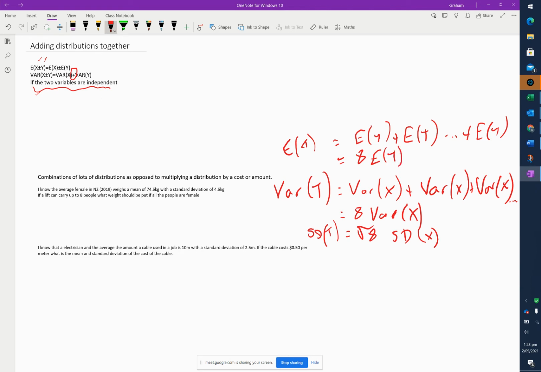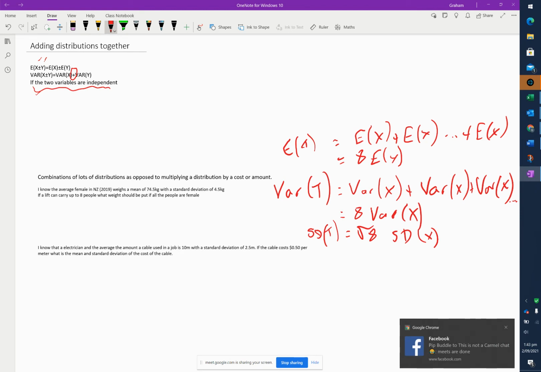Sorry, the expectation of x. Put the wrong letter in there. My mistake. Okay, because I'm adding on those 8 women and they've each got a mean weight of 74.5, assuming my distribution, I'm allowed to do that. But when I come to do the variance, it's 8 times the variance.